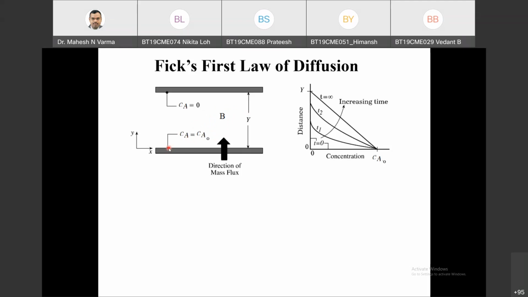Sir, diffusion takes place from air to water. Ca0 will be Ca naught minus Ca, the concentration difference, into a mass transfer coefficient, sir. Diffusivity. Oh, you are going advanced actually. I'm asking basic, but how to get that Ca0?